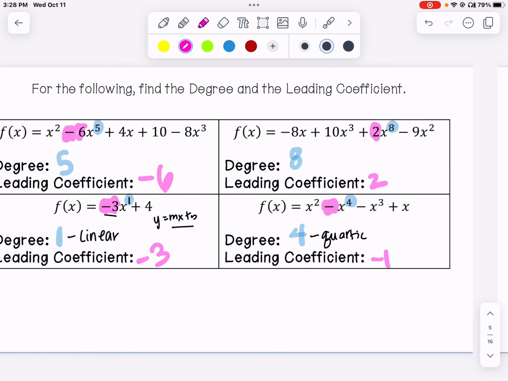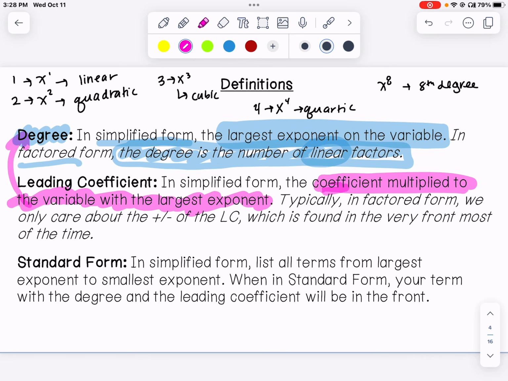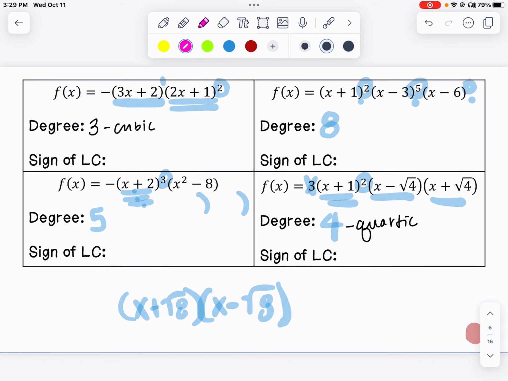We need to look over here in factored form as well, though. And with the leading coefficient, once again, we could multiply everything out. But if it's in factored form and we're talking about graphing, often all we care about is the sign of the leading coefficient. Is it positive or negative? And that's typically found in the very front of your factored form. So here, in the very front, there's a negative, so this one's negative. There's nothing here. Well, the opposite of a negative is a positive. This was positive 3, so that's positive, and this was negative.